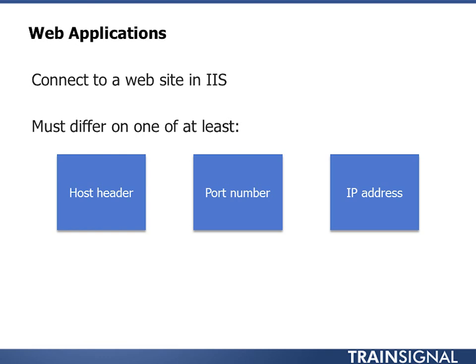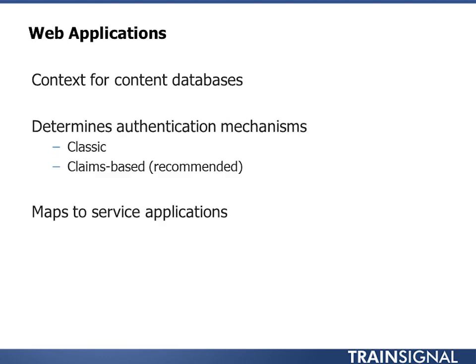And then finally, my IP address. One real quick thing to note about the IP address is that it typically is also going to require that you update DNS as well, because usually you're going to associate a different host name with that IP address. Our web applications also become a context for content databases. Whenever I create a web application, I'm going to be required to create a content database.